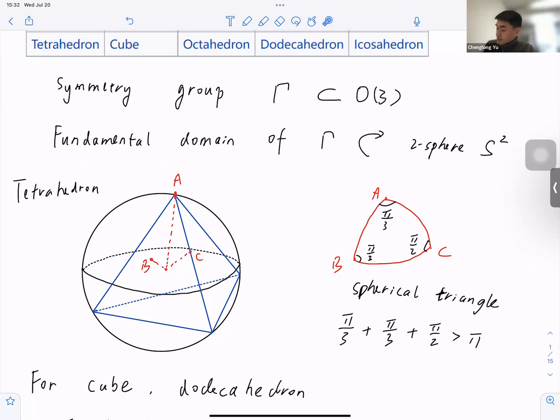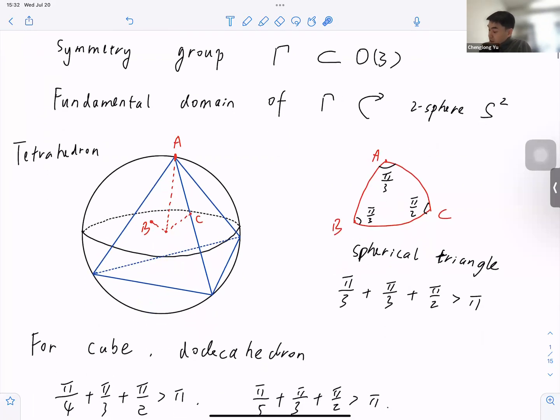And one interesting thing is that on this triangle, the angle at each vertex is pi over some integer. So in this example, the 3 angles are pi over 3, pi over 3, and pi over 2. And from Gauss-Bonnet, we know that the sum of the angles will be greater than pi, and the deficit is exactly related to the curvature and area of this triangle. So it's greater than pi in this case.